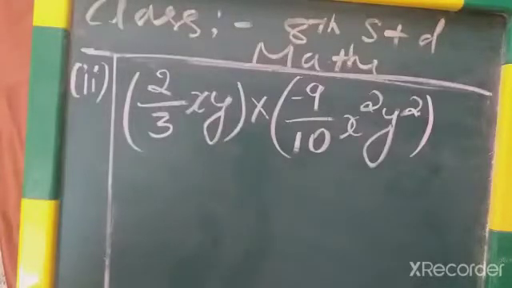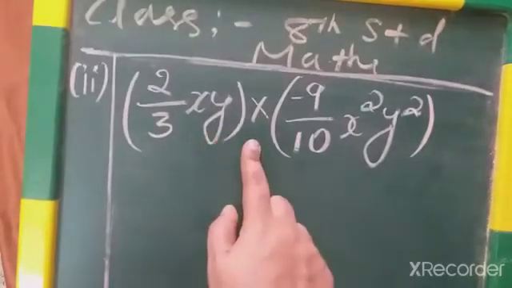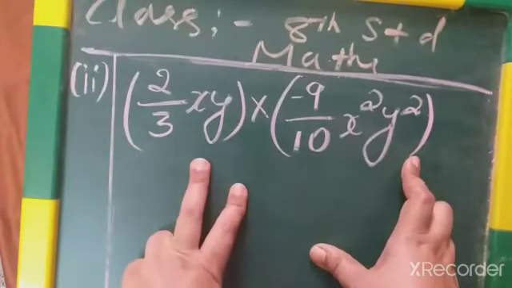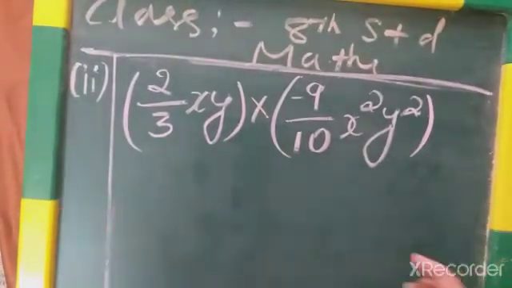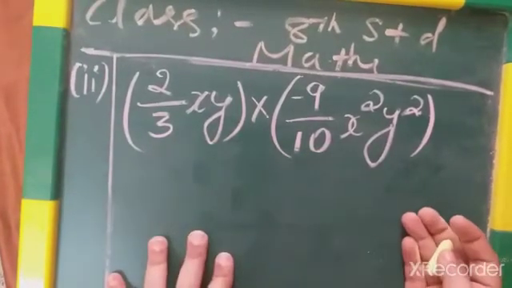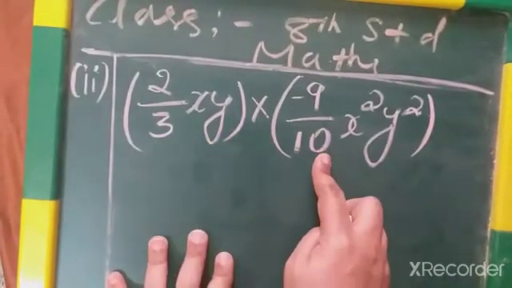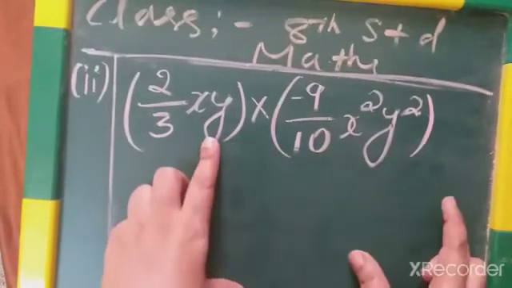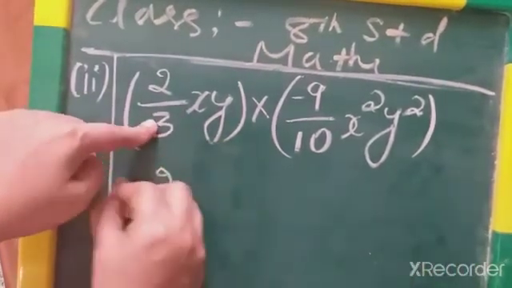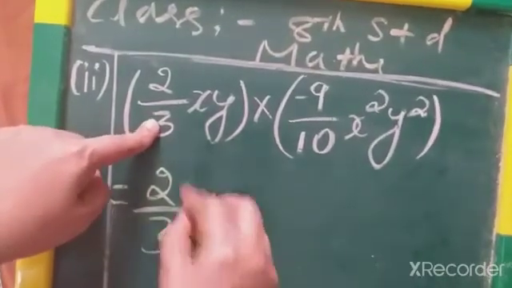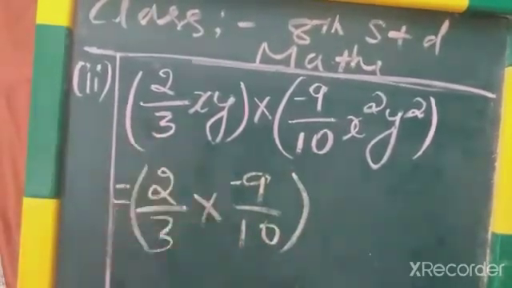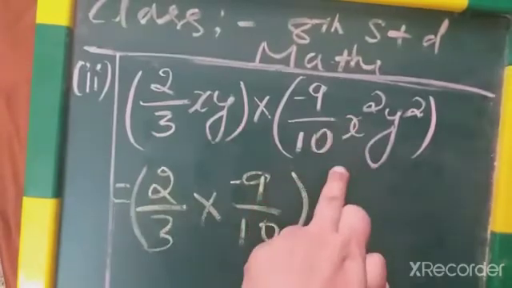Now in the third main, second question, 2 by 3 xy into minus 9 by 10 x square y square. Fraction numbers are given. So the first step is to separate the constants and separate the variables, means separate the numbers and separate the letters. 2 by 3 into minus 9 by 10, then multiply xy and x square y square separately. So numbers first, as fractions are given, 2 by 3 into the next number, minus 9 by 10.